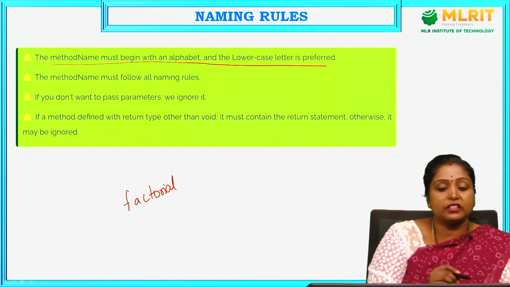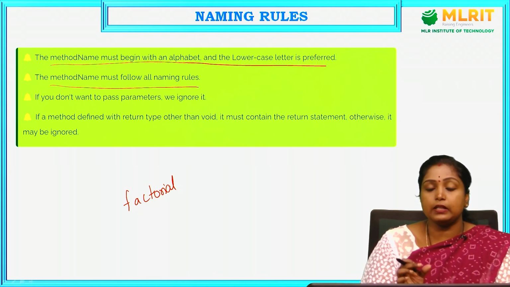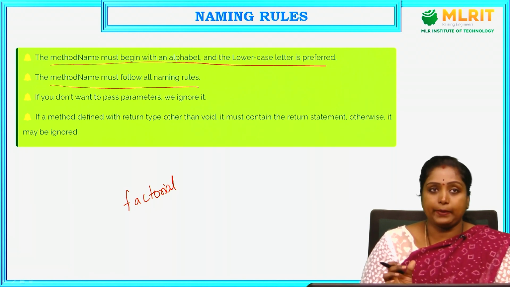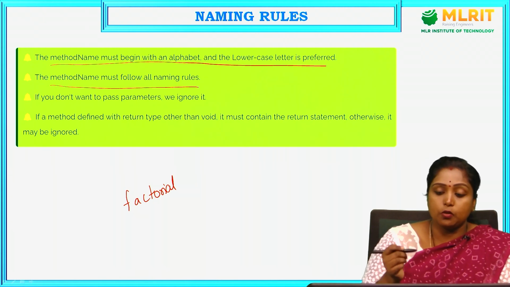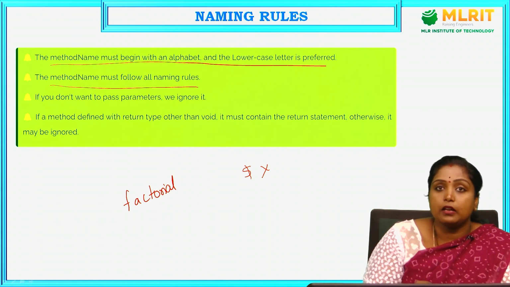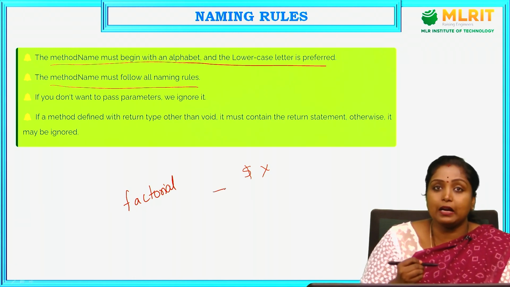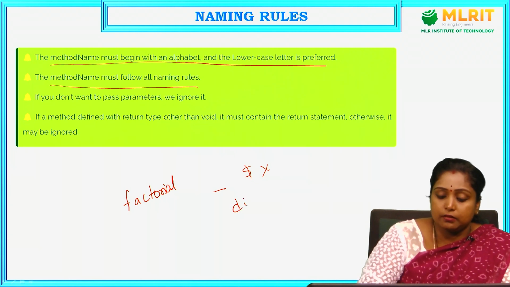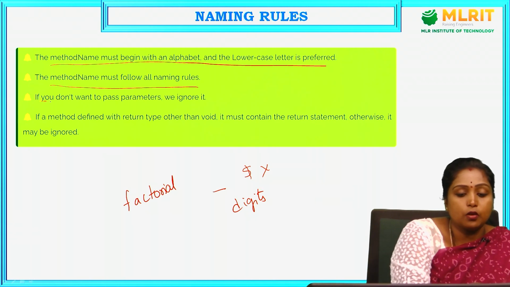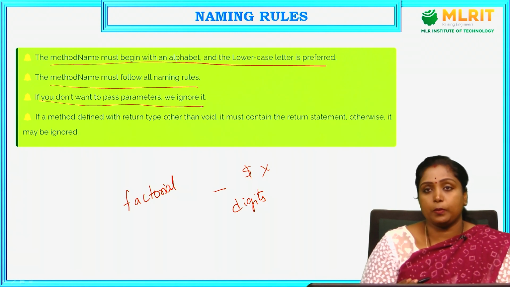Okay, so the method name must follow naming rules. Except for the first word, the first letter of each word should be capital. You should not use any special characters except underscore, and you should not start a method name with digits. So these are the rules, and you do not have to pass any parameters. You can pass or you may not pass, that's your wish.